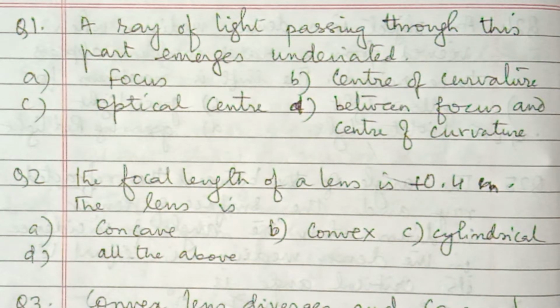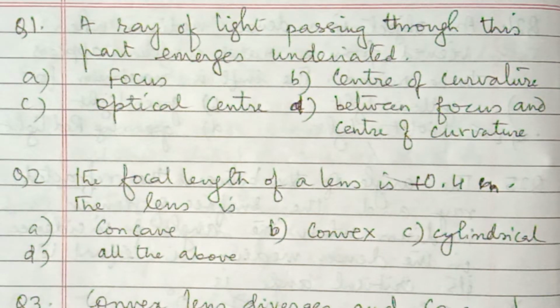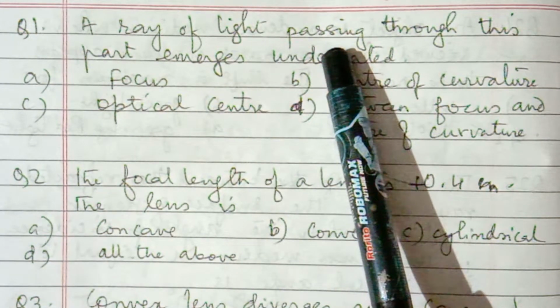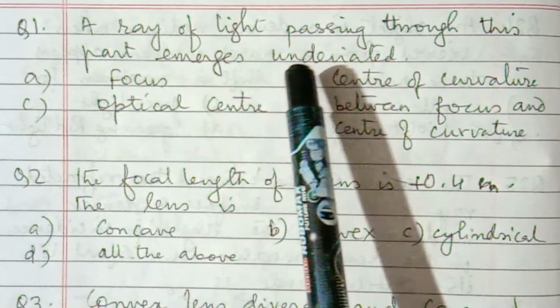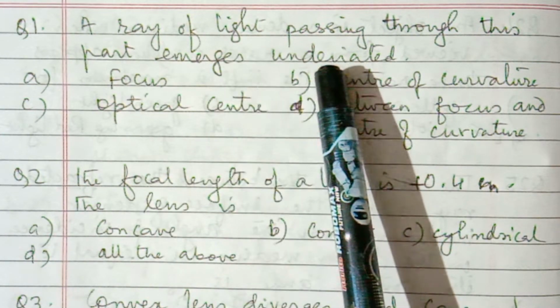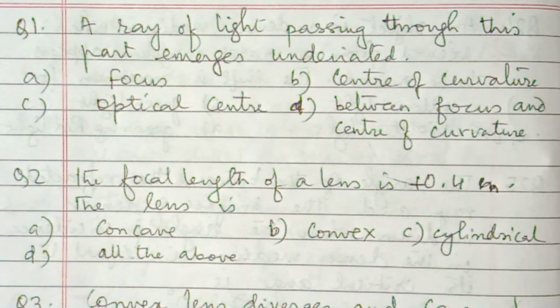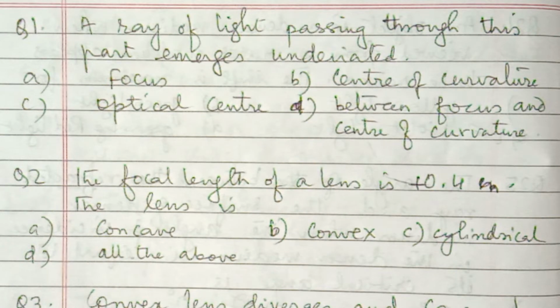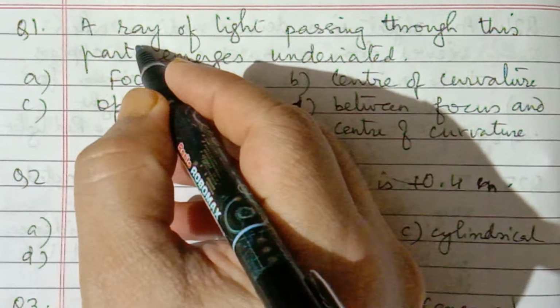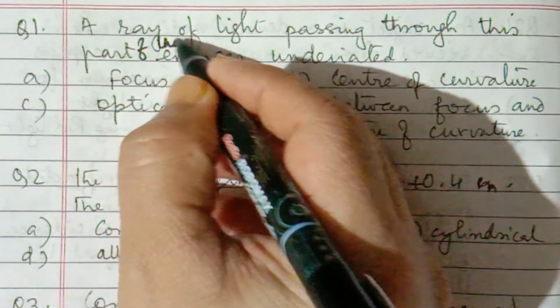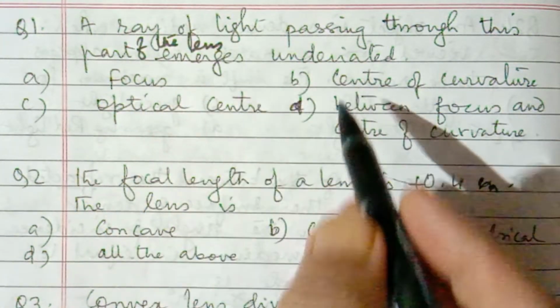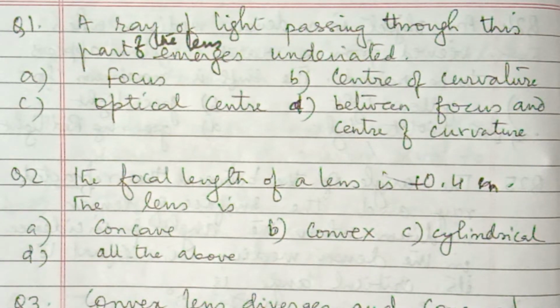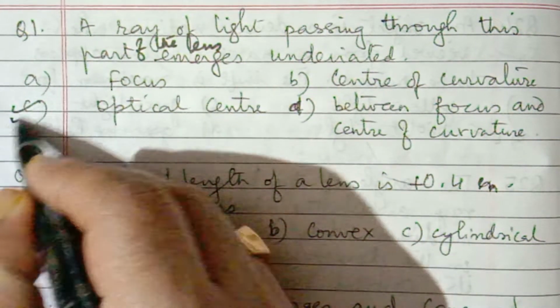So question number 1 is, a ray of light passing through this part of the lens emerges undeviated. Okay, so light is passing through this part of the lens and emerges undeviated. So what is that part? That is called the optical center.